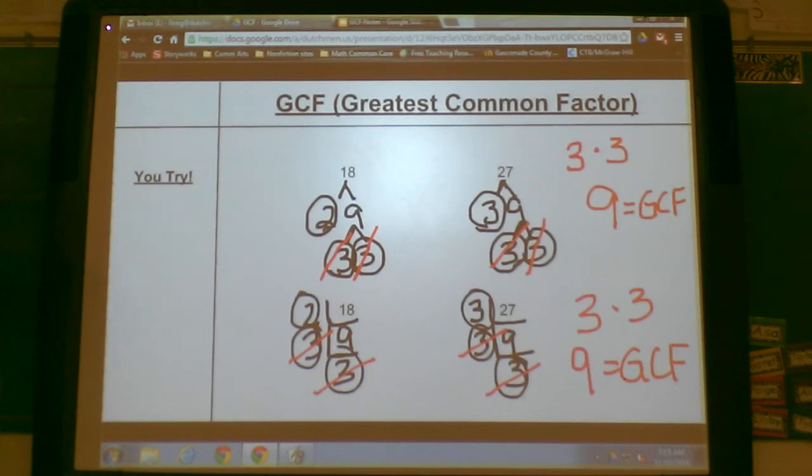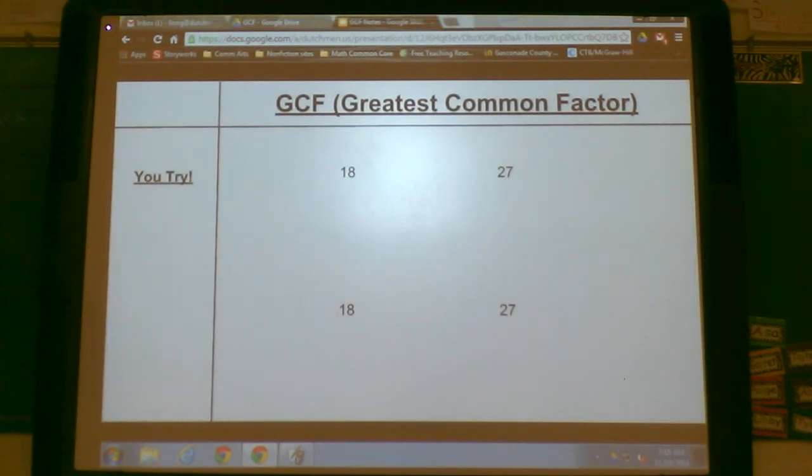Okay, remember, we're just showing the numbers that they have in common. We're not showing that it's in both of them. So since I have a 3 on this side and a 3 on this side, that's 1 3 in common. We don't write it down twice. Okay? All right, let's try another one. This is 6 and 21. I want you guys to factor them out and try to find your GCF, and then we'll talk our way through it.